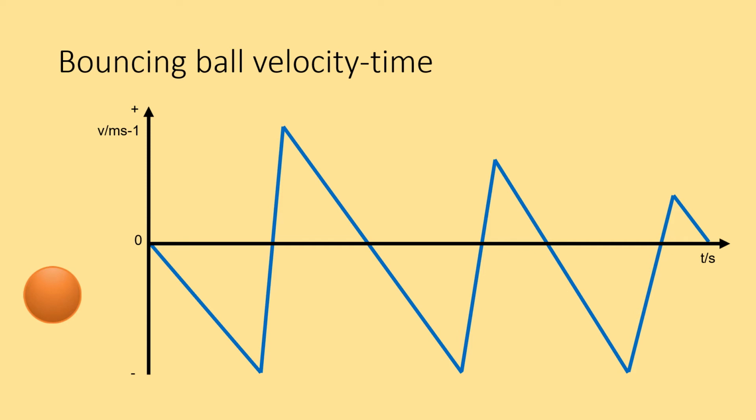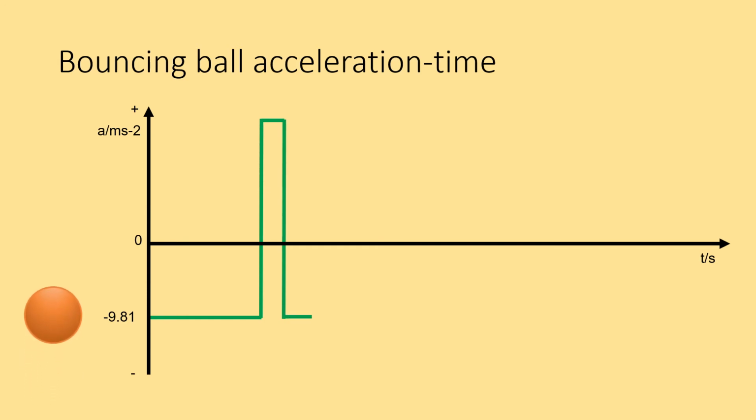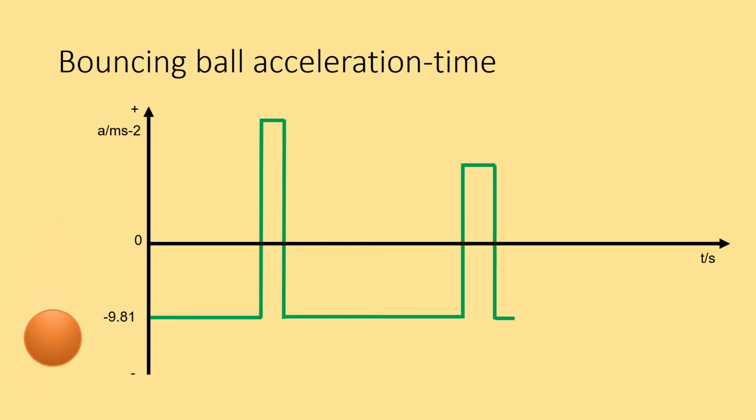So let's have a look at the acceleration graph. The acceleration time graph looks a little bit like this. We have a constant acceleration at minus 9.81. Then we have an immediate acceleration as it heads upwards in a positive direction, but then it's always accelerating back towards the center of the Earth. So we have a negative 9.81 acceleration. We only have a positive acceleration at the point where it's bouncing.